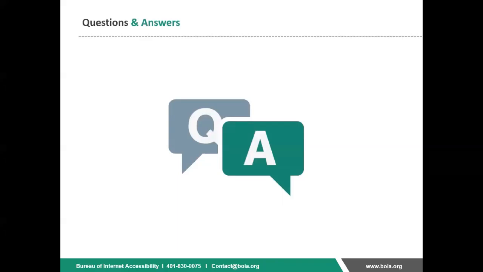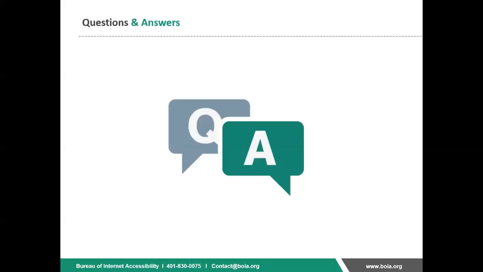The next question we have, can we use a text-only website to accommodate people who have issues with our website? The answer to that is no. The concept of separate but equal is not allowed in the industry. Whatever your website is for a sighted person or a person without disabilities, it needs to offer the disabled individual the same experience and user flow. So that concept of a text-only website does not work in this industry and is not allowed.